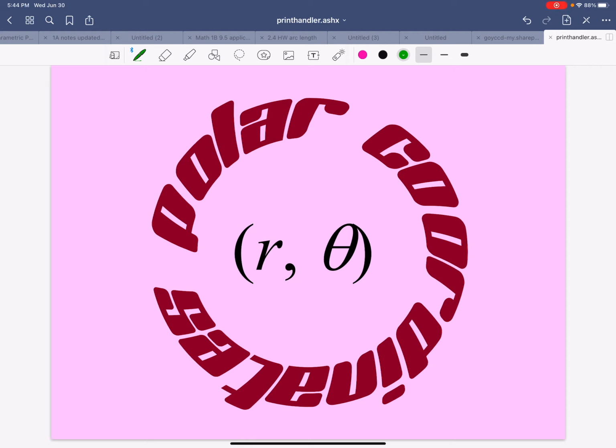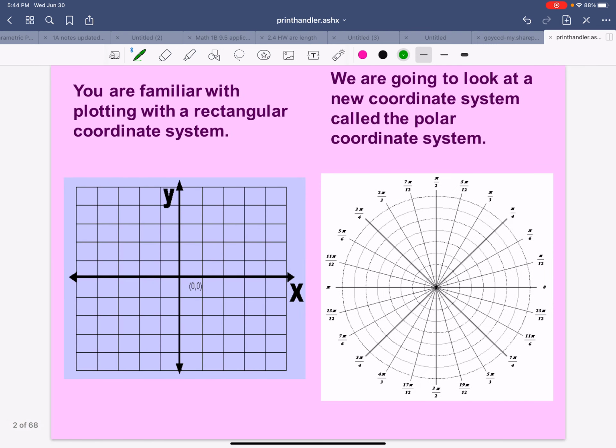Today we're going to learn about polar coordinates, and we will be learning the conversion from polar to rectangular and rectangular to polar. Polar coordinates, just like rectangular coordinates, are defined using x and y. The components of polar coordinates are r and theta. R is the radius, theta is the corresponding angle.